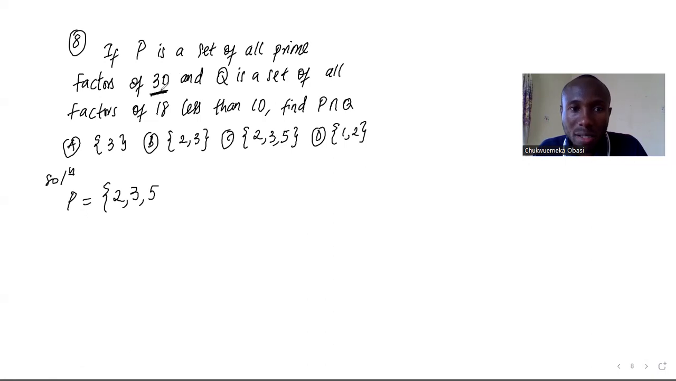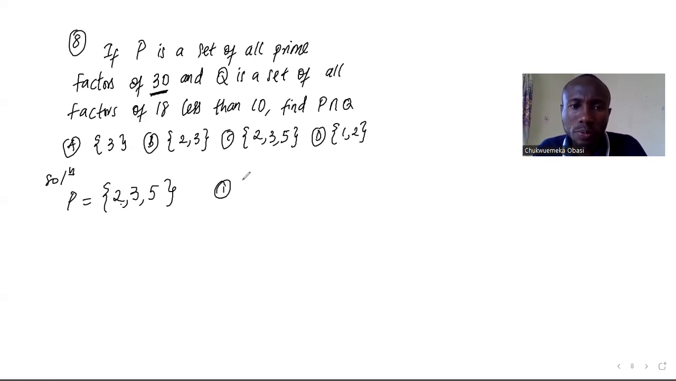7, no. 8, no. 9, no. 10, yes, but 10 is not a prime number. So continue up to 15. 15 can divide 30, but 15 is not a prime number. So the only prime numbers that can divide 30 are just 2, 3, and 5. So that's the set P, because they say set P is the set of all prime factors of 30. So we finally list out set P.